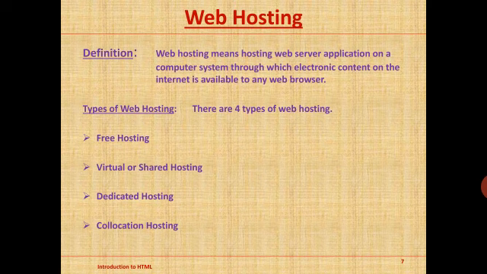Second one is virtual or shared hosting. It is a method of hosting multiple domain names on a single server. Third one is dedicated hosting. Here, the company wishing to go online rents an entire web server. Fourth one is co-location hosting. It is a type of service a data center offers in which it provides housing for servers.